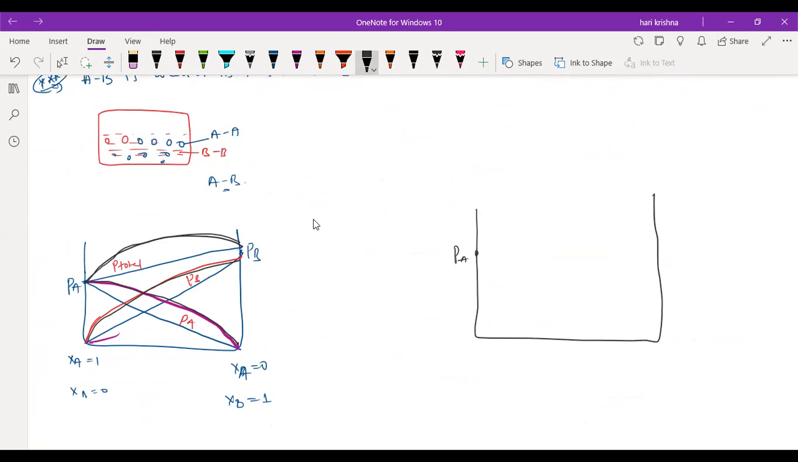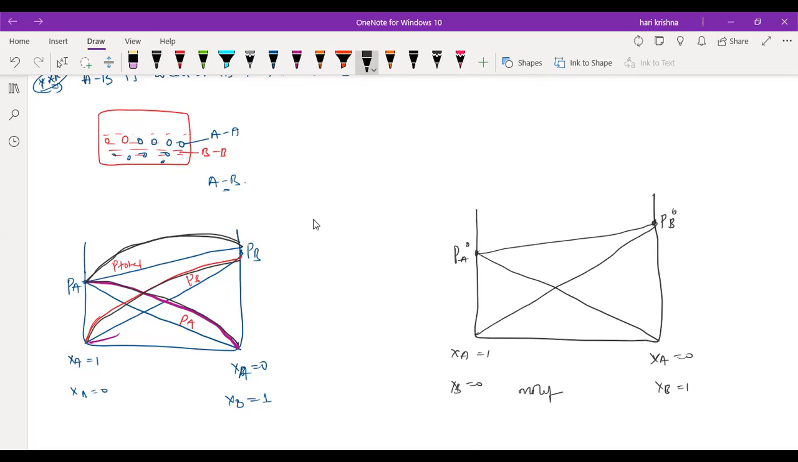So again the same, this is ideal first, we'll draw the ideal. PA naught, PB naught, join these two. Okay, now this is XA equal to 1, XA equal to 0, XB equal to 0, and XB equal to 1. This is the mole fraction, everything you know already.